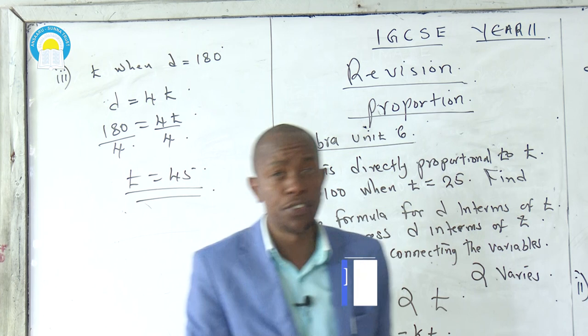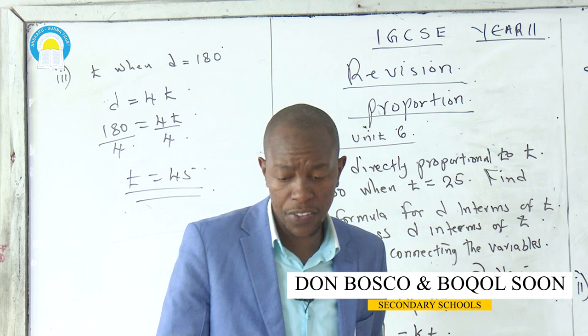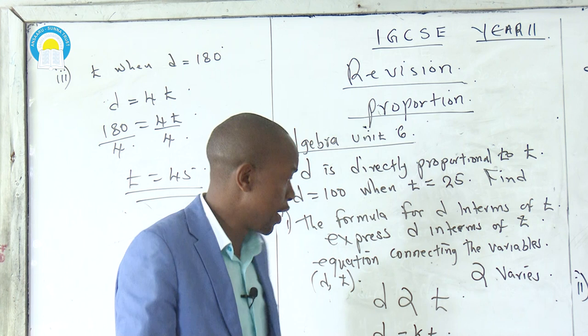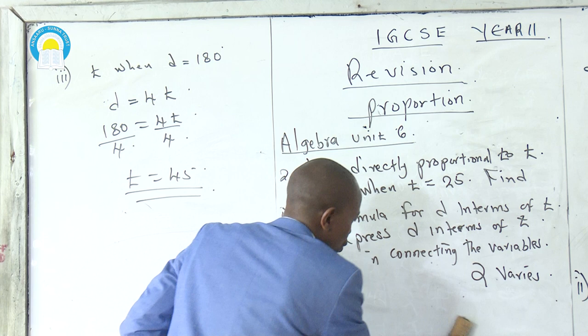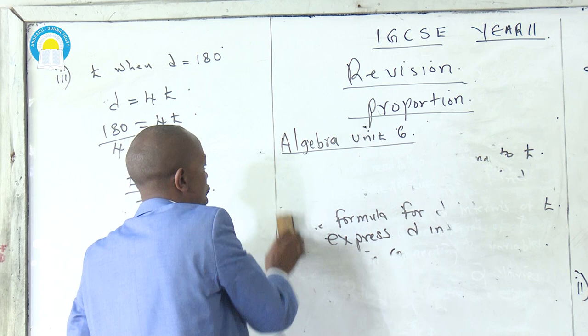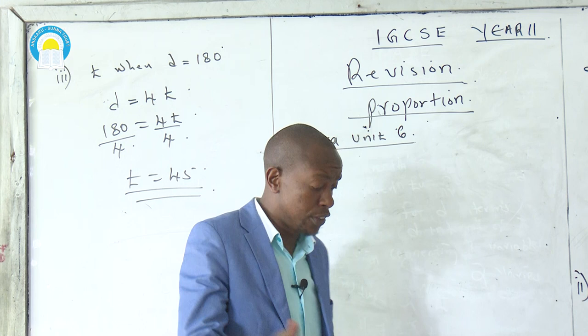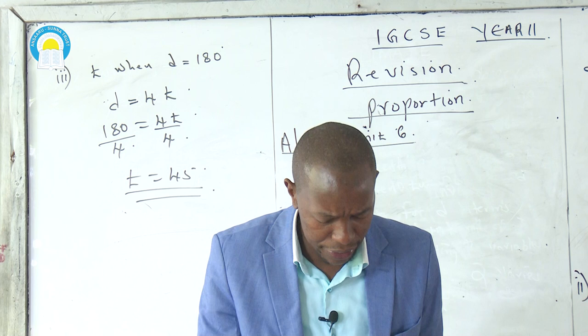Now, I still insist, if you're in Form 3, join us, because this topic you'll find in Form 3, and the concepts are the same. It's only that the definitions and the naming of the topic in Form 3, they call it formulae and variation. But in IGCSE, you just deal with it as it is on the board. It is written as proportion. And proportion is grouped into two categories. There is direct proportion, and we also have inverse proportion.